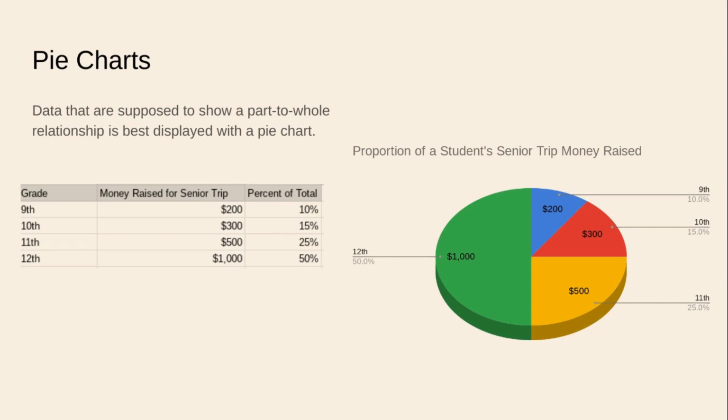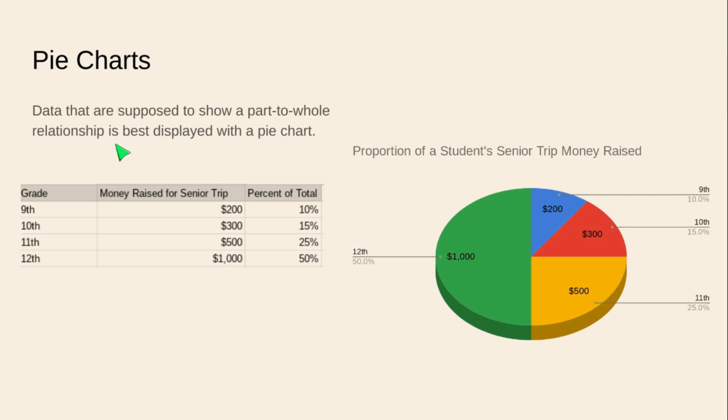Now let's talk about pie charts. Data that are supposed to show a part-to-whole relationship. There we go. I promised you. Data is a plural word, but I used a singular verb here. Oops. They should say are. Best displayed with a pie chart. All right? Do as I say, not as I do. Data is a plural word. That should say are. All right? So data that are supposed to show a part-to-whole relationship are best displayed with a pie chart.